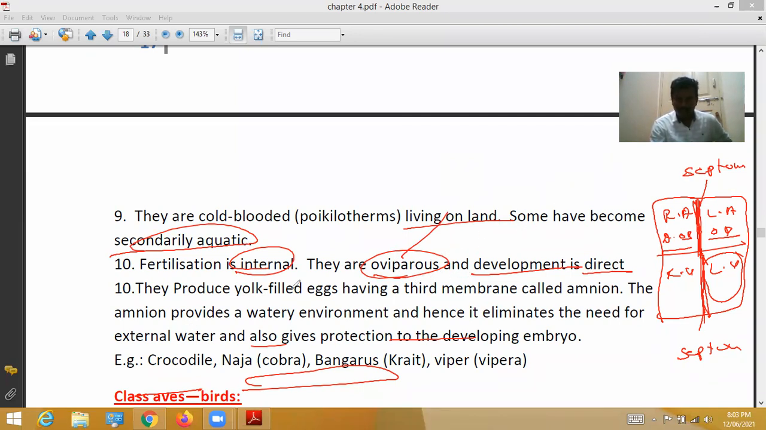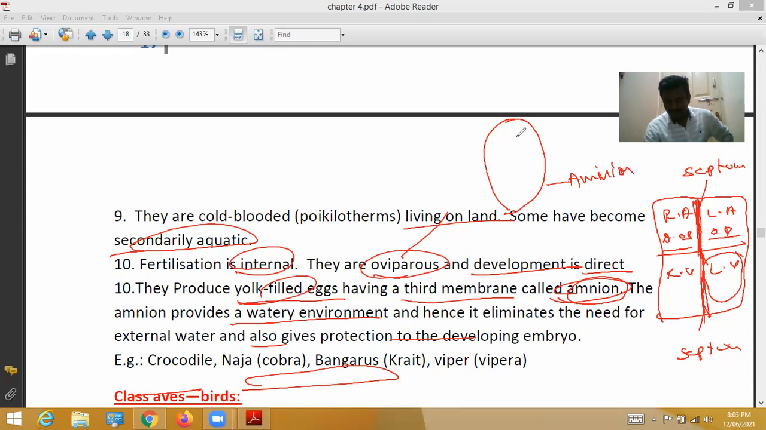They produce yolk-filled eggs. The egg is filled with yolk, having a third membrane called the amnion. Around the baby there is a membrane called the amnion, and that amnion is filled with a fluid called amniotic fluid. The amnion provides a watery environment, hence it eliminates the need for external water. For example, in the mother's womb, this is called the amnion.